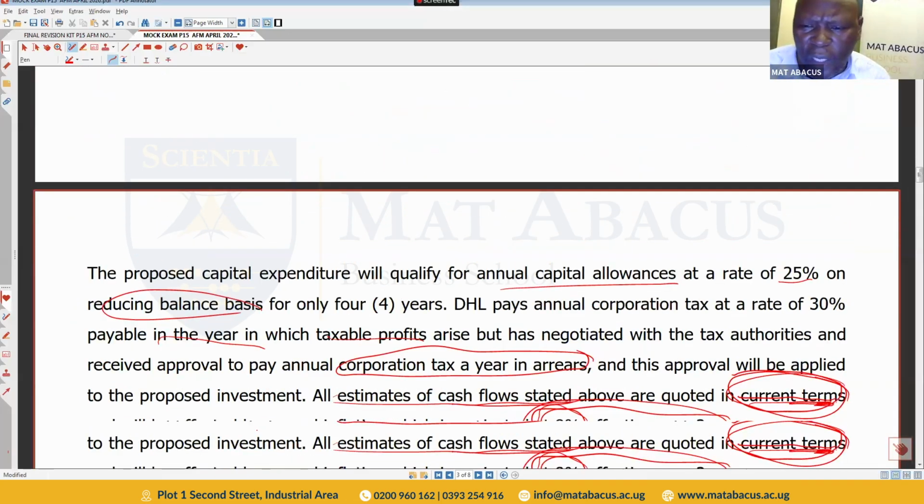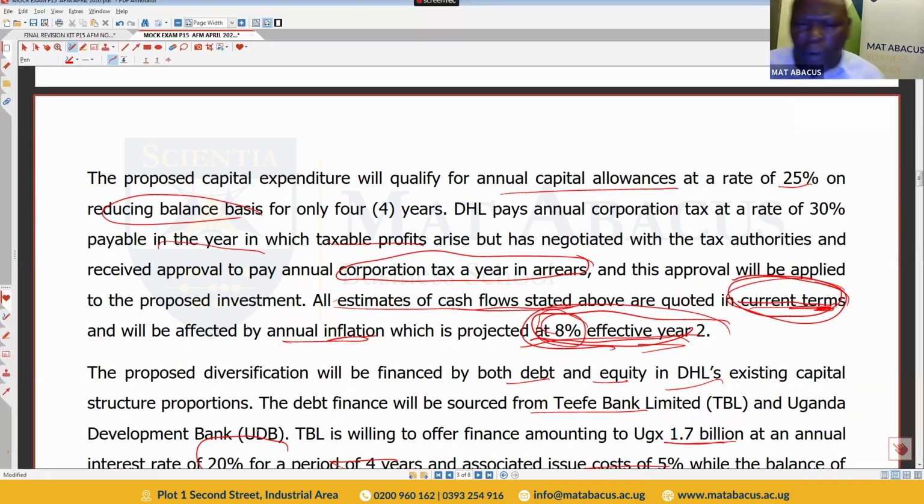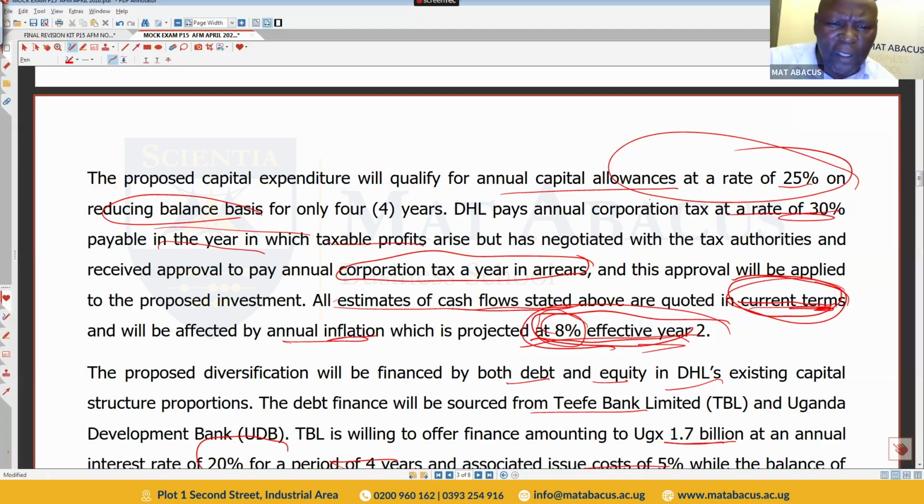So we're left with one working. We should be done by 4. The proposed capital expenditure will qualify for capital allowances on reducing balances, and the tax is 30% payable in the year in which they arise but has been negotiated, and the tax will be in arrears. So we go and apply, I think that's the last one. We go and apply what we know.